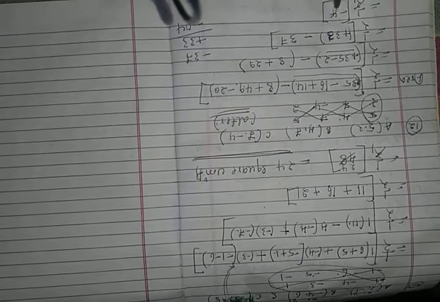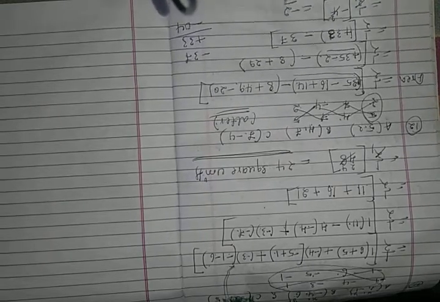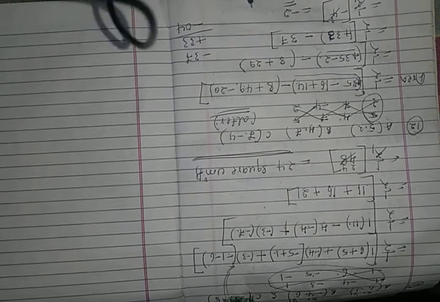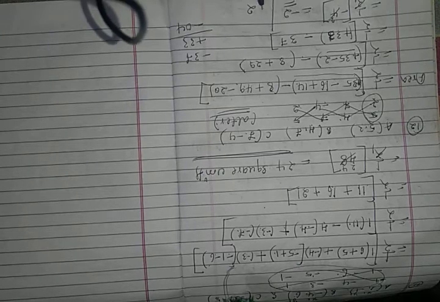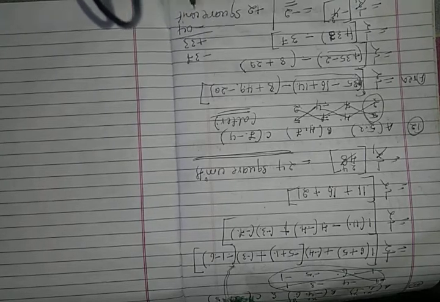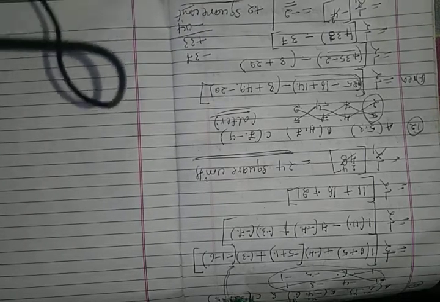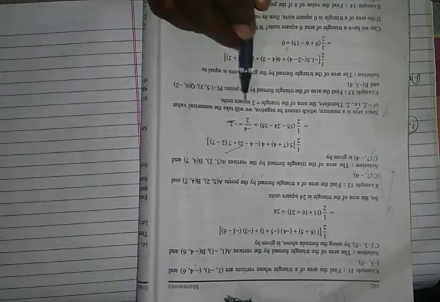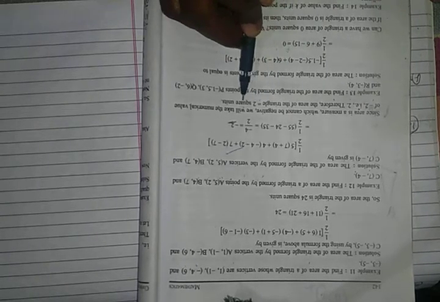So 2 ones are 2, 2 twos are 4, it is equal to minus 2. Minus 2 is not possible for the area, so you have to take plus 2 square units. Carefully observe the question: since area cannot be negative, we take the numerical value of minus 2, that is 2. Therefore the area of the triangle is equal to 2 square units.